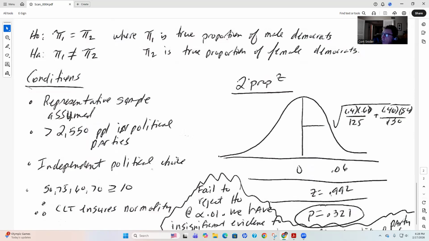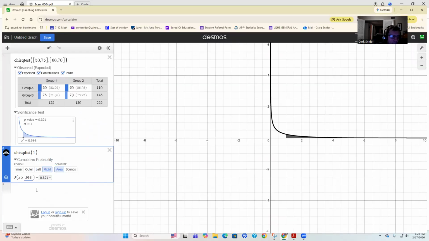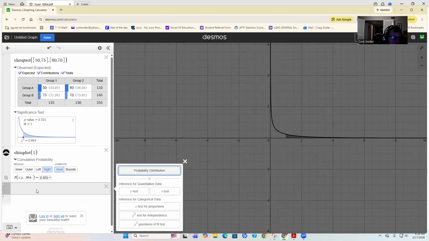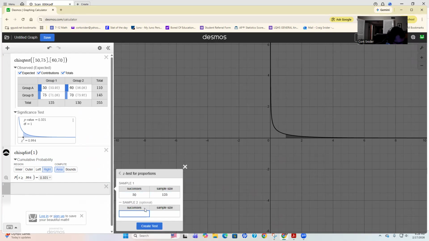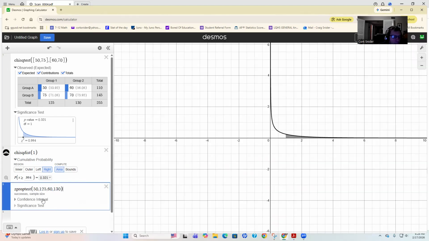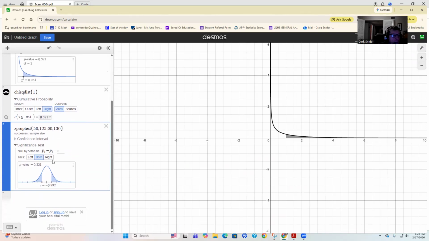Now, watch this. This is really cool. So I'm going to run this test. I'm going to go back in here and type in inference. And I'm going to run a 2-prop z. The first successes is 50 out of 125, and the second sample is 60 out of 130. When you create the test, you got to make it a significance test, and you got to do it 2-sided, and check it out. It's the exact same p-value, but it's a normal curve.